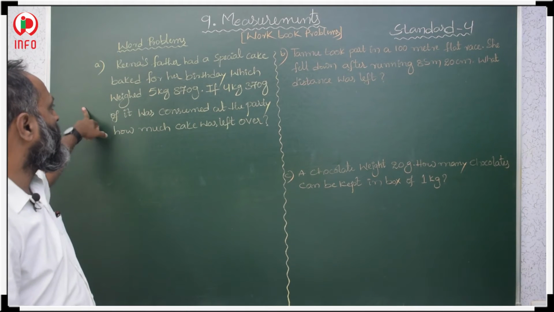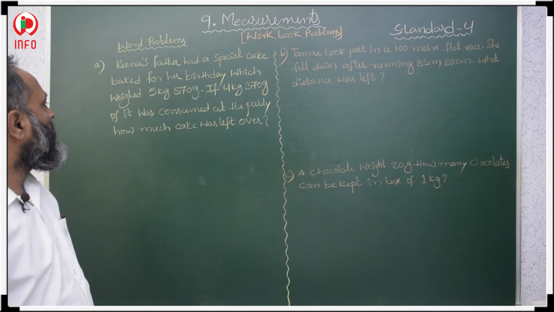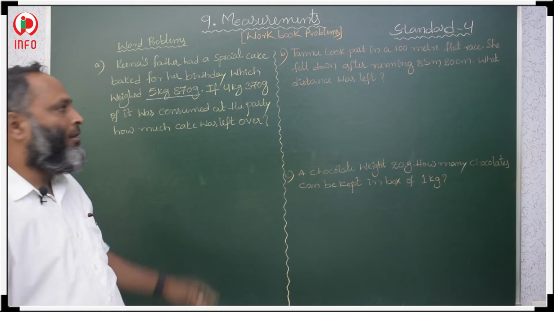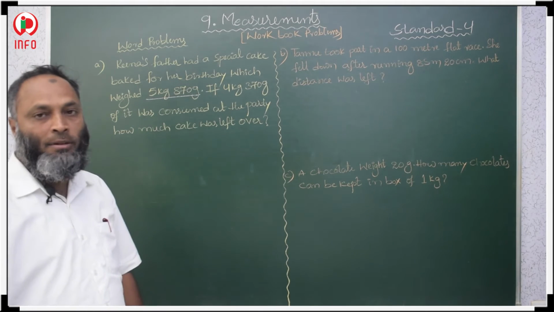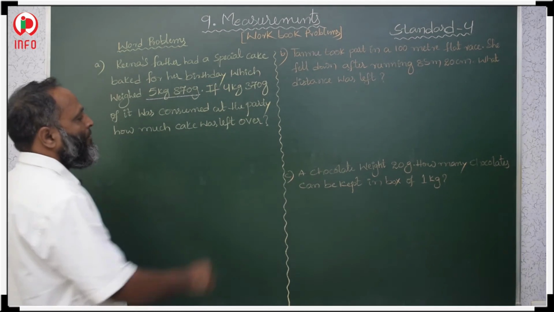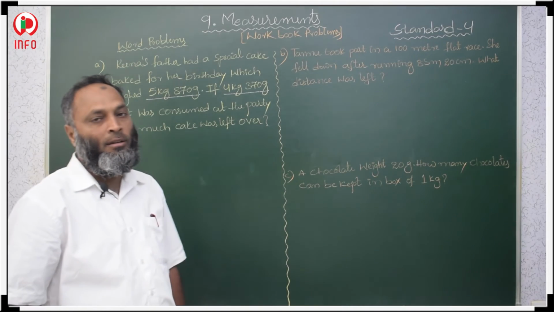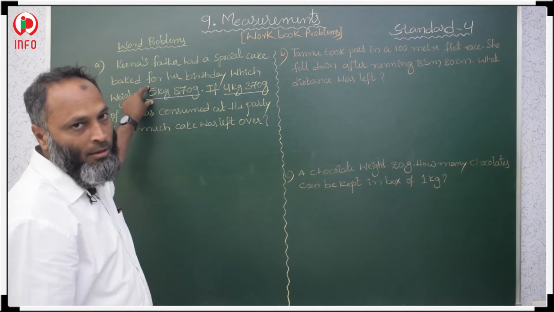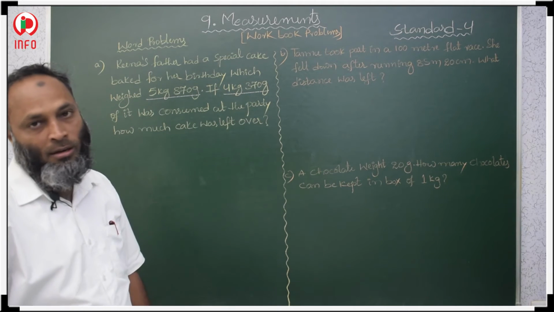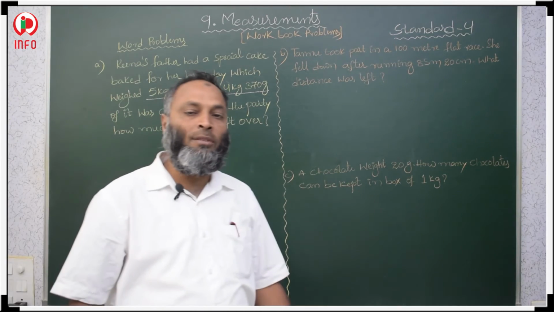So the first problem is, Reena's father had a special cake baked for her birthday, which weighs 5 kg 870 grams. The weight of the cake is 5 kg 870 grams. Of that, 4 kg 370 grams was consumed, meaning they ate 4 kg 370 grams. So how much cake was left over? He is asking how much cake was left.